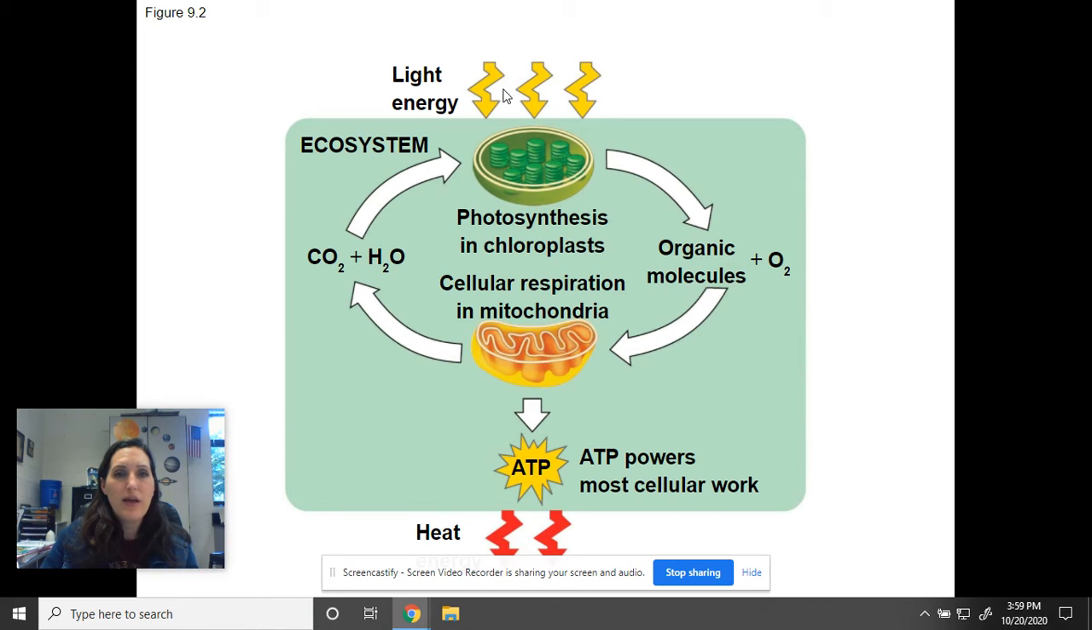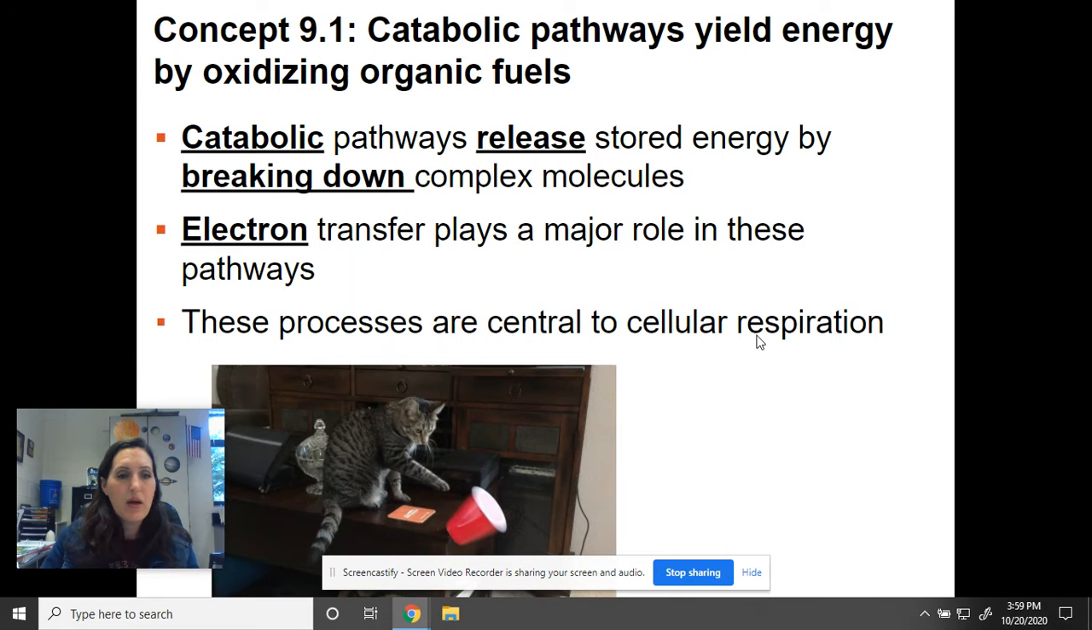You want to know that this process takes light energy and turns it into ATP and releases it as heat energy, okay? Today we're going to be talking about cellular respiration in the mitochondria. There is some chemistry before we get going, and the book does a good job of going through this. Catabolic pathways are going to be releasing energy by breaking down molecules. I always put this picture of a cat knocking a cup over as catabolic breaks or catabolic releases the energy. Anabolic builds, cat breaks.